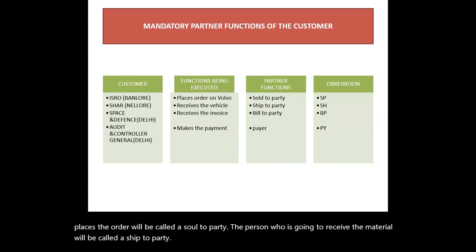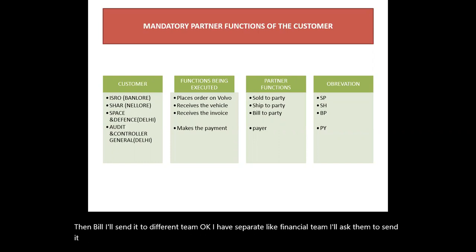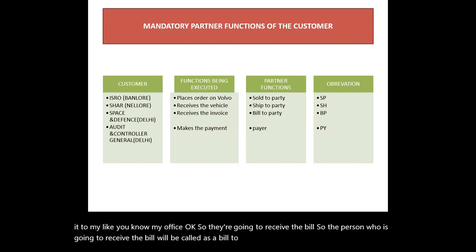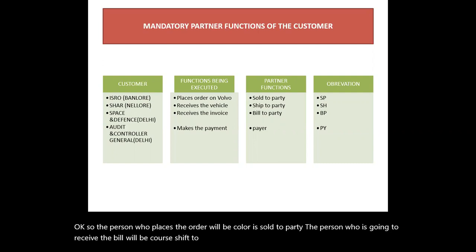Then the bill, I'll send it to a different team. I have a separate financial team, and I'll ask them to send it to my office, so they are going to receive the bill. The person who is going to receive the bill will be called the bill to party. The person who places the order is the sold to party, and the person who receives the material is the shipped to party.